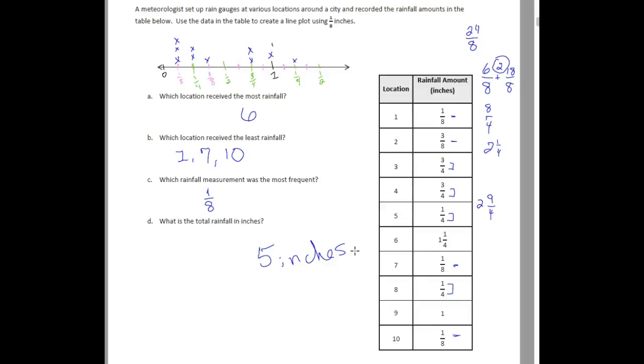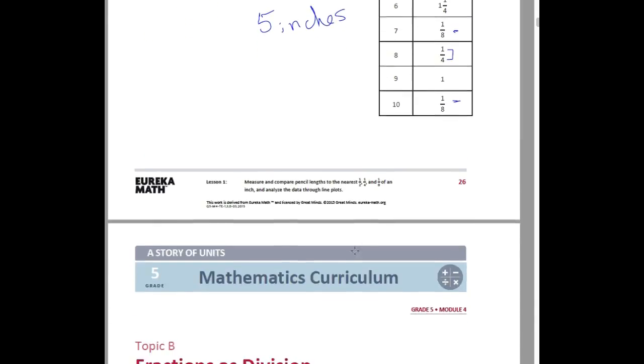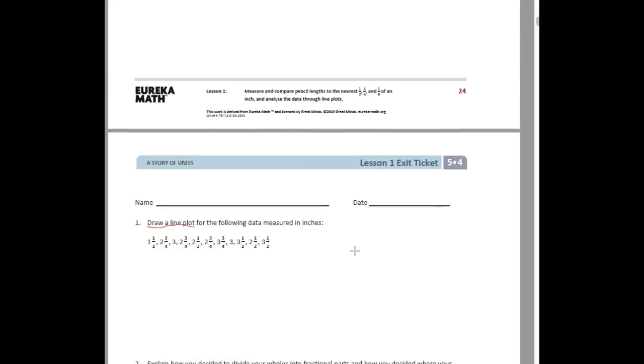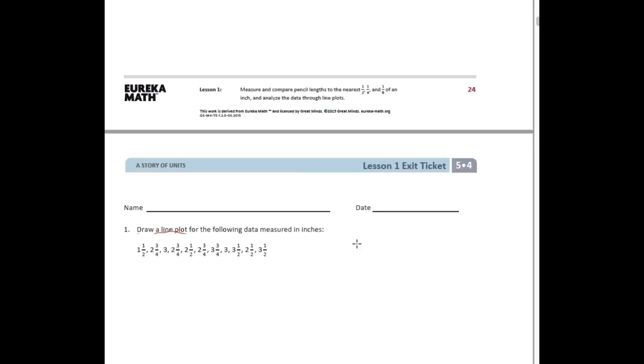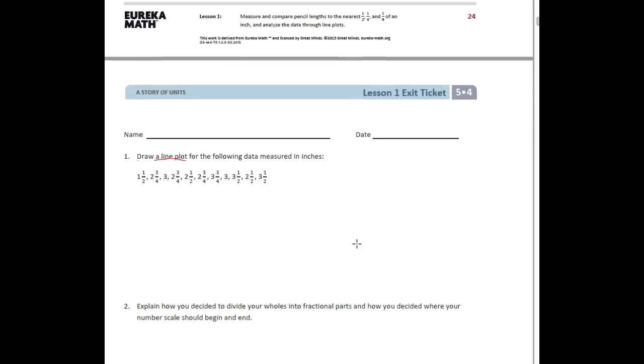So here's what you got for your homework. Here it is, right here. And I'm going to make it a little bigger. Draw a line plot. Ignore this, please, unless you really want to do this one. Draw a line plot for the following data measures in inches. This is almost exactly like what we just did.